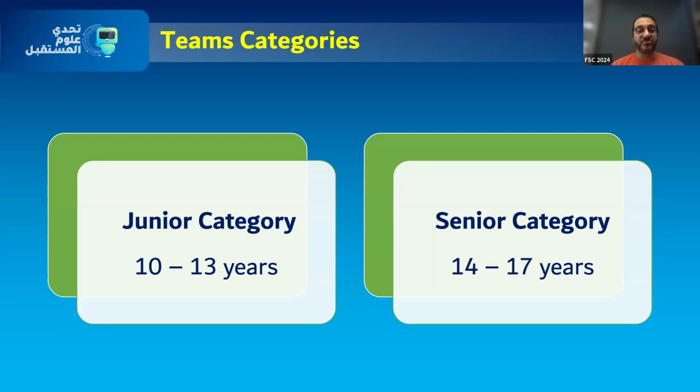Now, let's try to understand the team categorization. So we have two categories. We have the junior category and the senior category. Junior, of course, is from 10 to 13, and senior is from 14 to 17. When you talk about categories, that means that the same competition rules will be applied in both junior and senior. But to be fair, we will have the competition, judging, and also awards for the junior and the same for the senior. So we have two categories, and your team can choose which category it will be in.